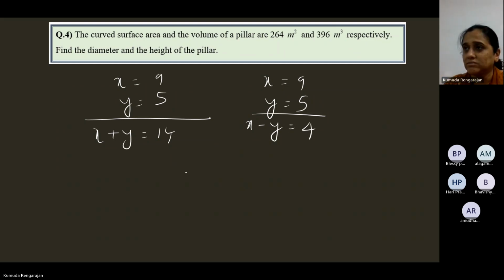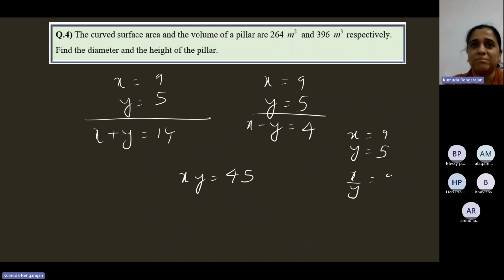I can multiply the two equations. What will I get? x into y is equal to 45. I can also divide the two equations. What will I get? When you divide the two equations, you get x by y is equal to 9 by 5. So what I'm trying to say is when you have two equations, you can add, subtract, multiply, divide the two equations, all fine.